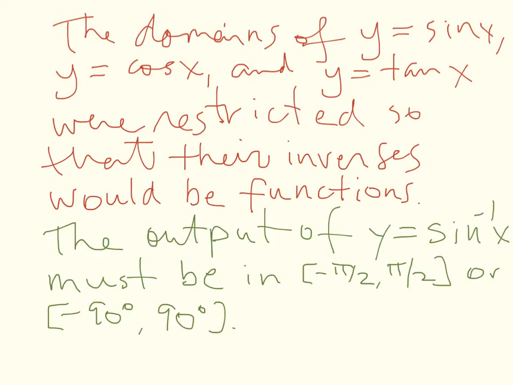So this means that when you're asked to find the inverse sine of something, the output of inverse sine of x has to be an angle from negative pi over 2 to pi over 2. It can be negative pi over 2, and it can be pi over 2, or from negative 90 degrees to 90 degrees. So it can be negative 90 degrees, and it can be 90 degrees. Okay, similarly, let me get a new slide here.